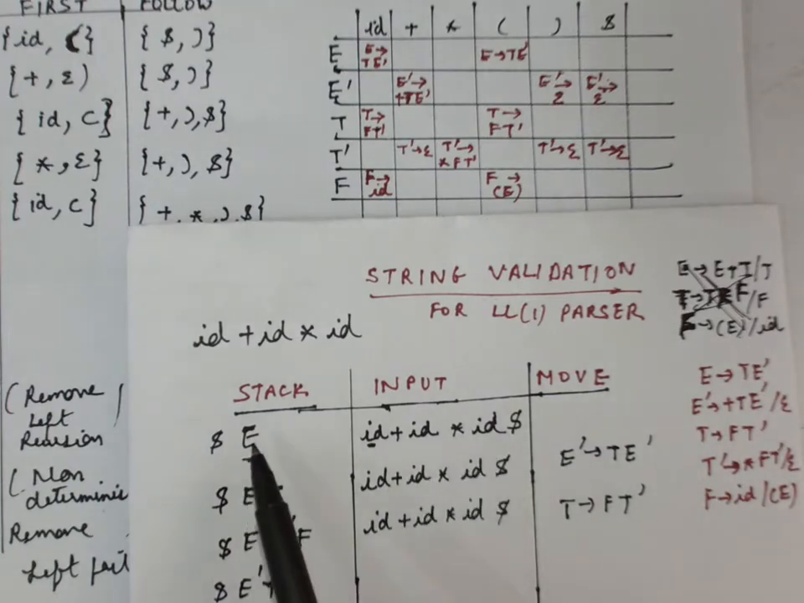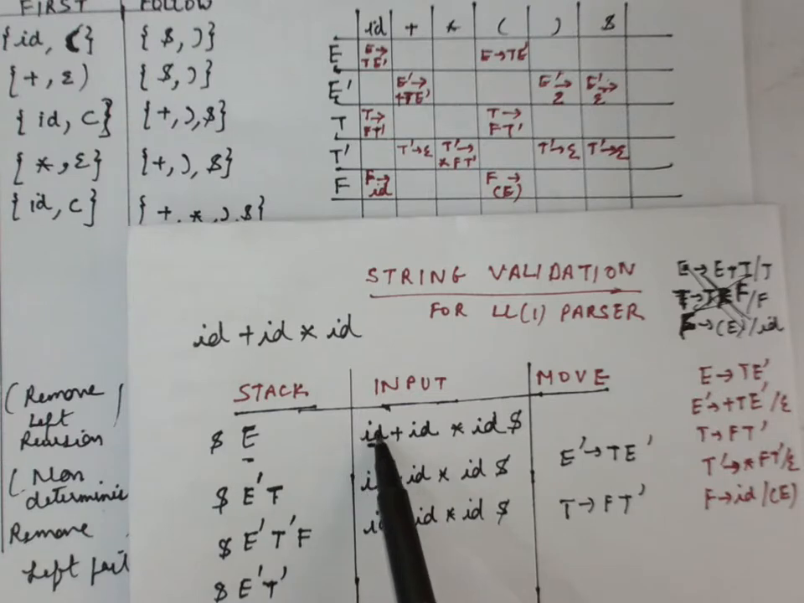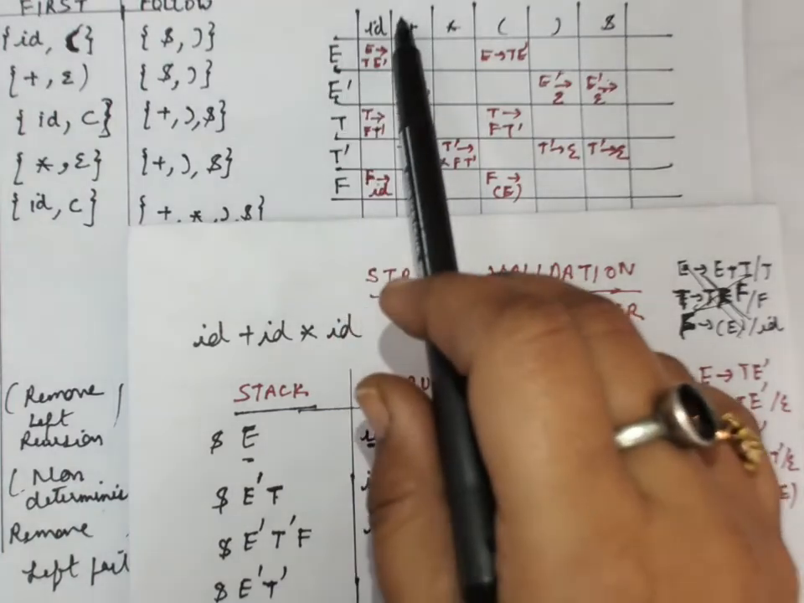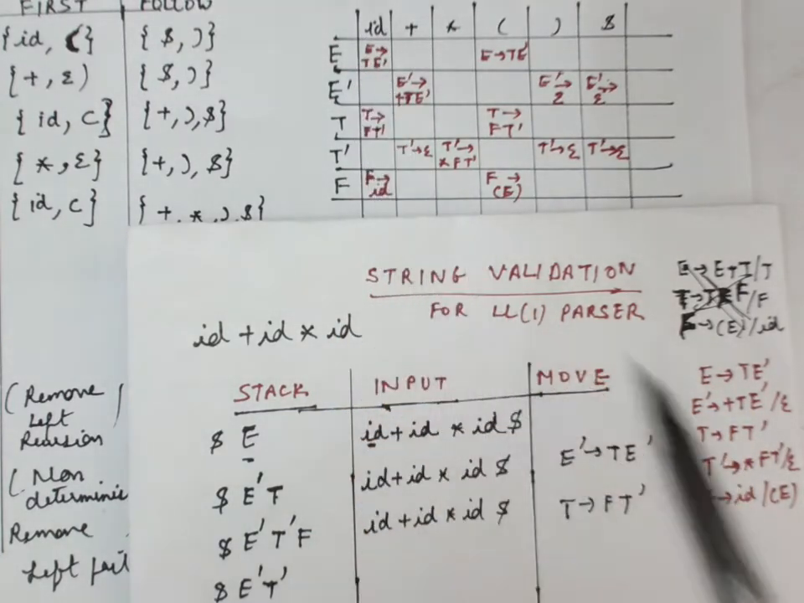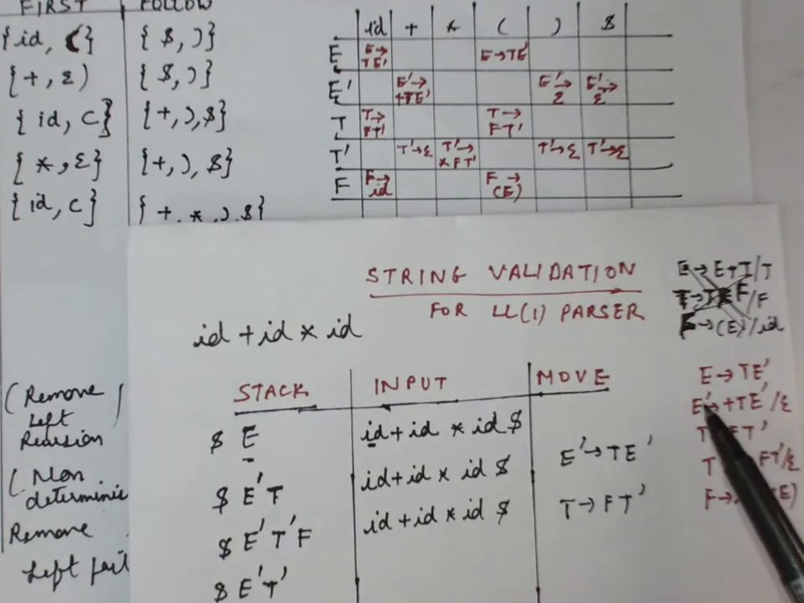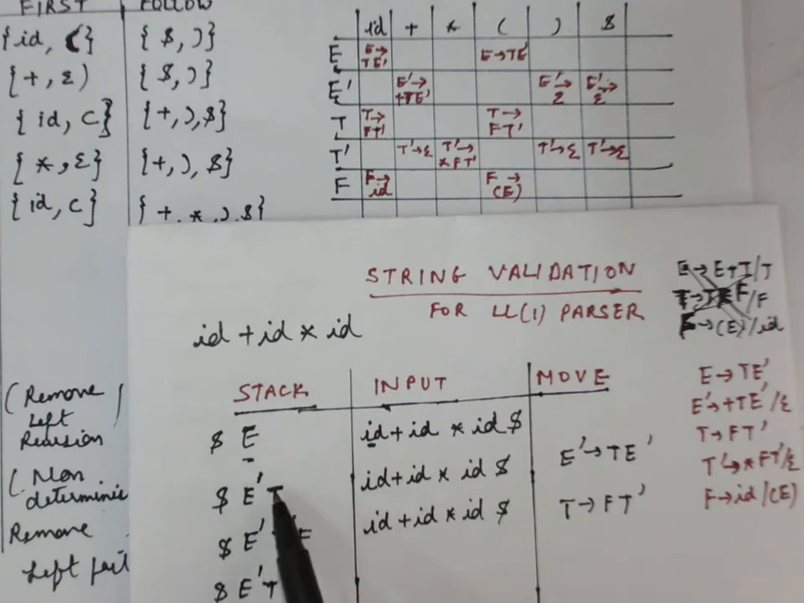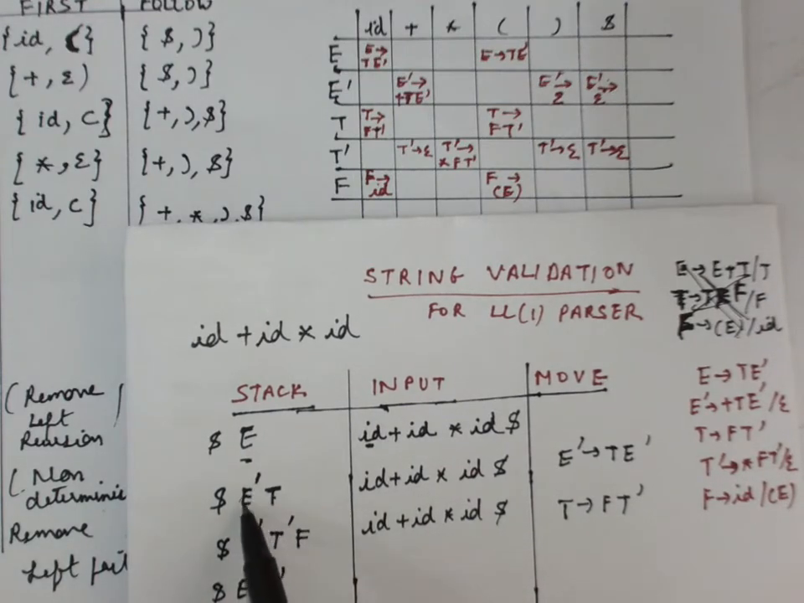First, we have dollar E on the stack, and the first input that we encounter is id. So there is E in the stack and input id. From the parsing table, you can see which rule to apply: E gives T E dash. So you apply E gives T E dash. This is the stack, so instead of E, we write T E dash, and this is our input.